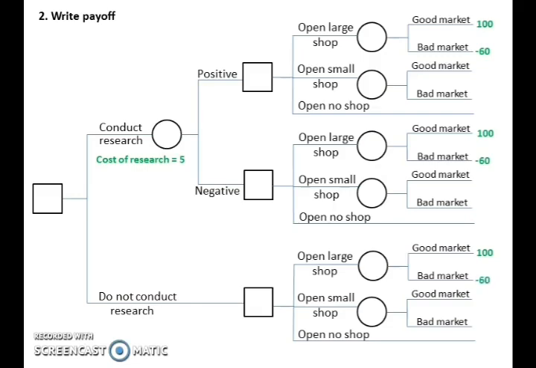Also, if Misha opens a small shop and the market is good, she will get a profit of 75,000. So write 75 here, here, and here. And if the market is bad, she will lose 40,000. So write negative 40 here, here, and here. Finally, if she opens no shop, the profit is 0. So write 0 here, here, and here.